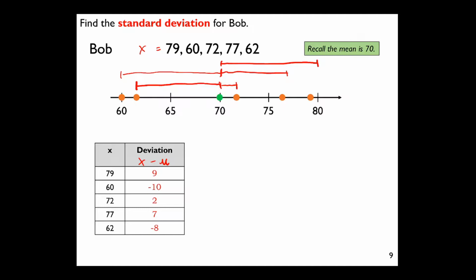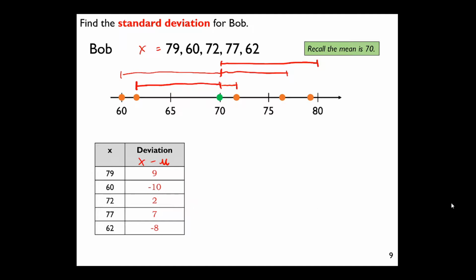Typically, if you want to find the average distance, you would add up all the distances and divide by the number of values. But if you add up all these values, because some are negative and some are positive, they're going to cancel each other out. So the deviations are going to cancel each other out. You're going to get 0, so it doesn't help at all.